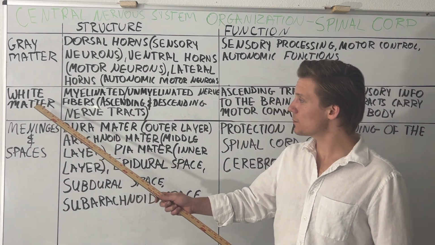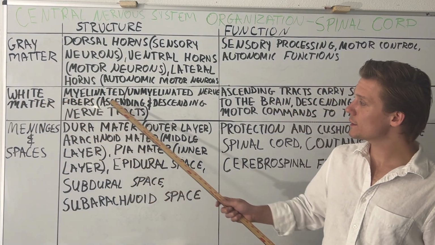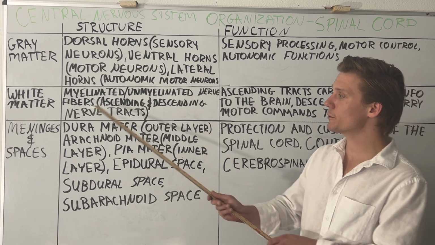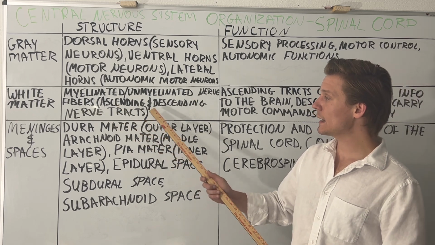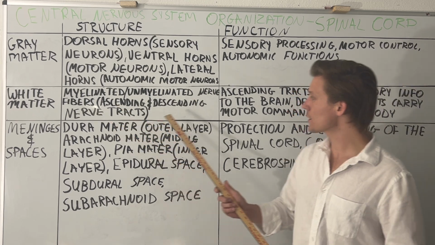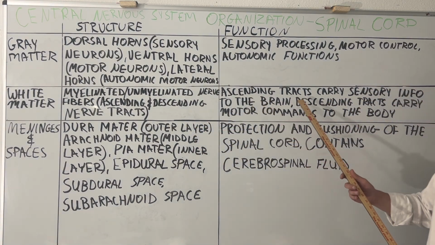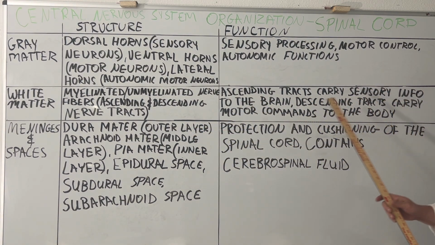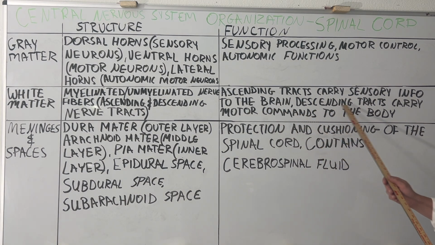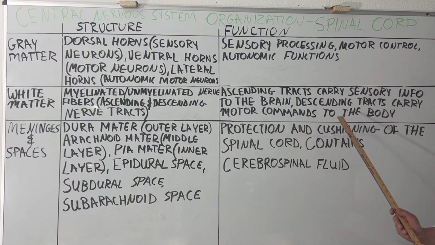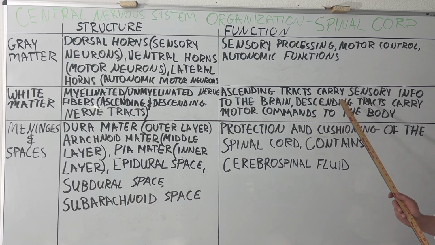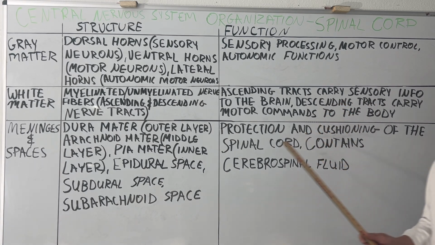Next, we have the white matter, consisting of myelinated and unmyelinated nerve fibers, ascending and descending nerve tracts. And the ascending tracts will carry sensory information to the brain. Descending tracts carry motor commands to the body. It's important that you guys have this down.